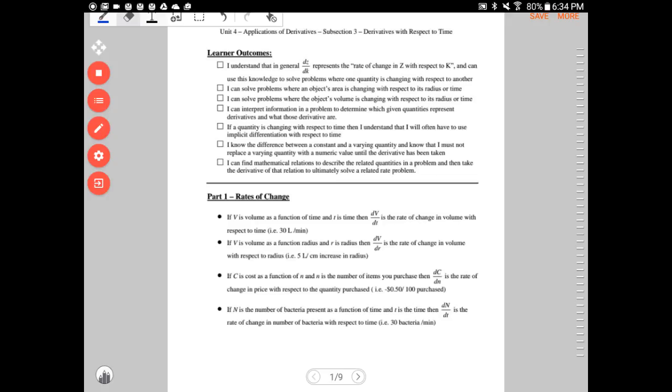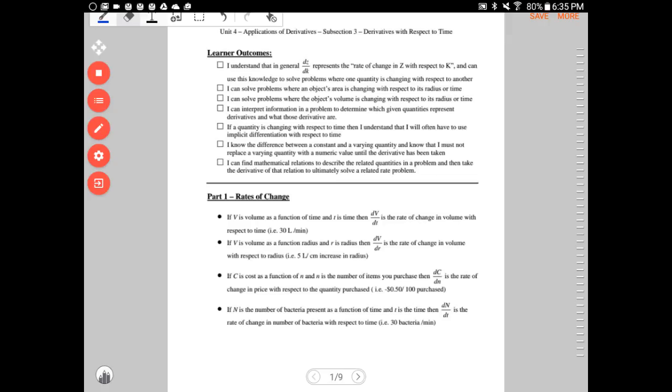I can solve problems where an object's area is changing with respect to its radius or time. I can solve problems where the object's volume is changing with respect to its radius or time. So we have area and volume going on. We can interpret information in the problem to determine which given quantities represent derivatives and what those derivatives are. So we're going to find now that the derivative is going to be the rate of change of something.